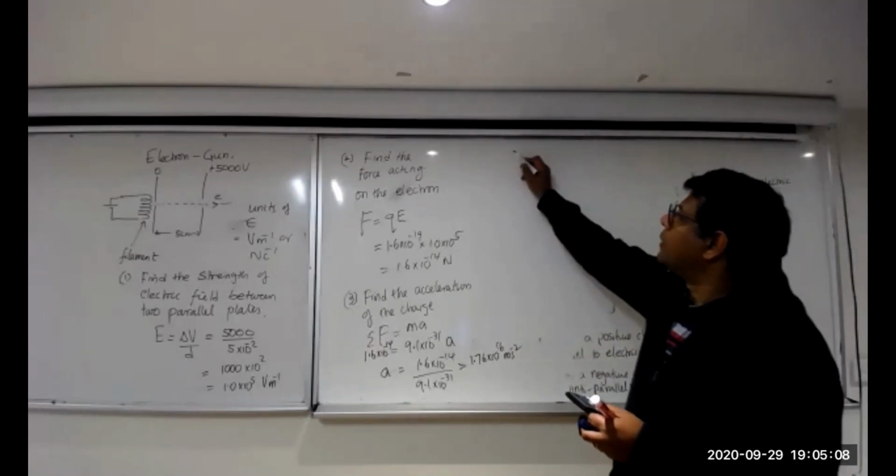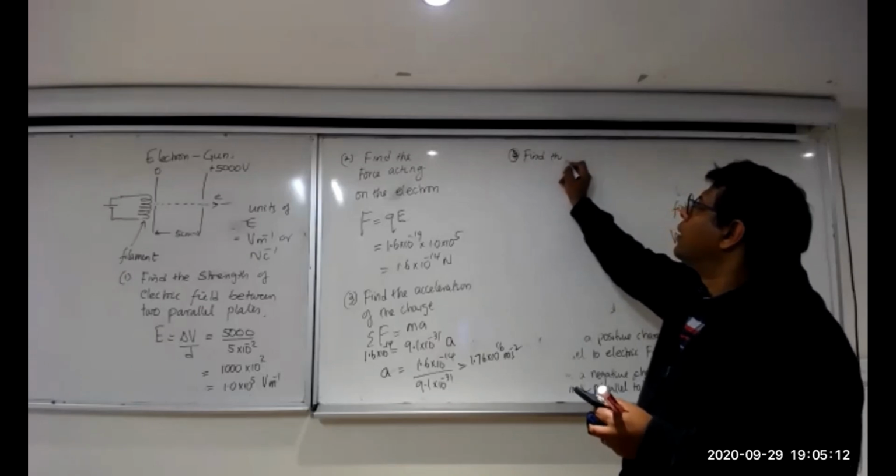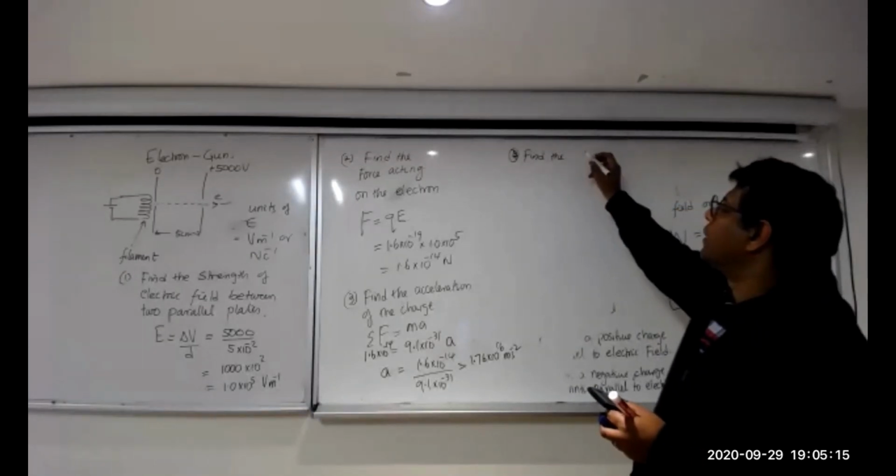And part 4, find the exit speed of the electron from the electric field.